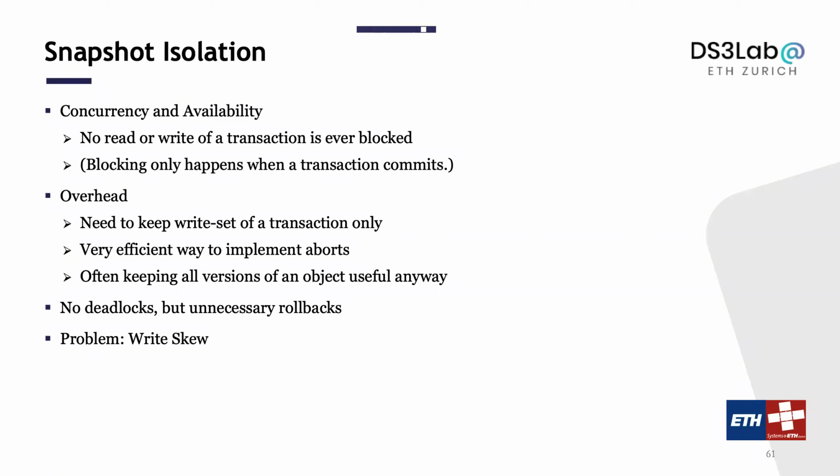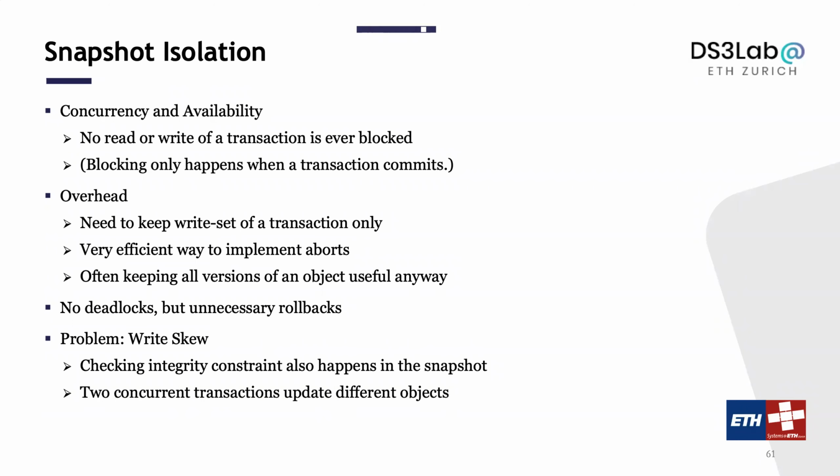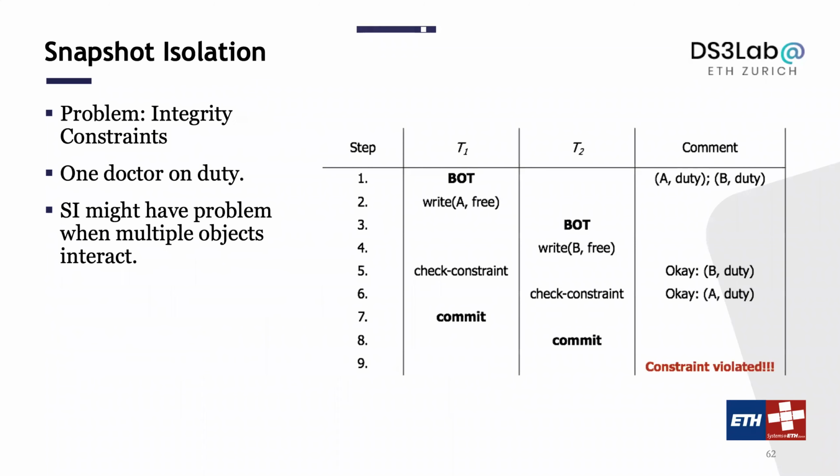So what's the problem? The problem here is actually very interesting. There's a problem called write skew, and we are going to look at it, because think about when you want to check an integrity constraint. When should that happen? In snapshot isolation, at least in our protocol, the integrity constraint is also checked in the snapshot. But that could cause problems, because it is entirely possible you have two snapshots where the integrity constraint holds in both, but when you merge them back, it does not hold anymore. So now let's look at one example.